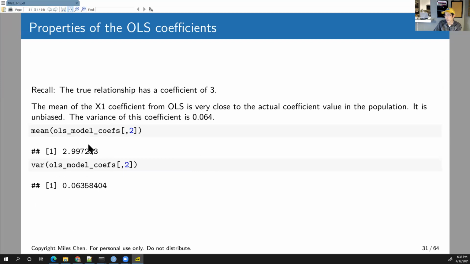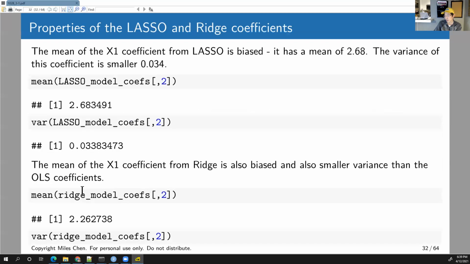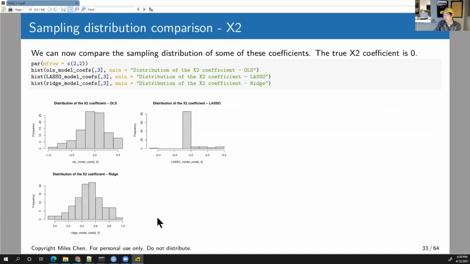If we look at OLS, the mean is 3, and the variance of the OLS is 0.06. If we look at lasso, the mean is off, 2.68 rather than 3, but the variance is less at 0.03. Oh, it got cut off. The mean over here is 2.26, biased. The variance here is a smaller number than 0.06. I don't know off the top of my head, it got cut off here.